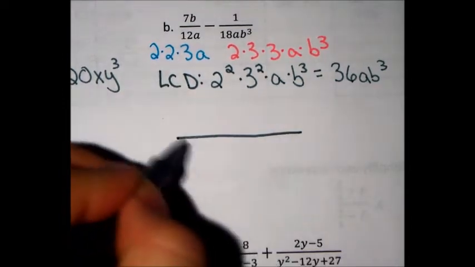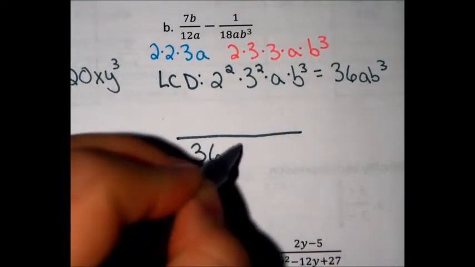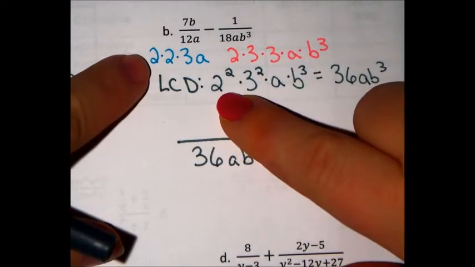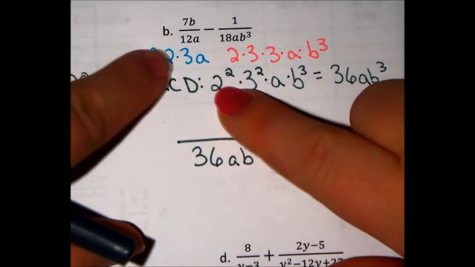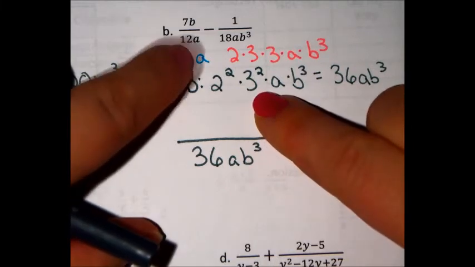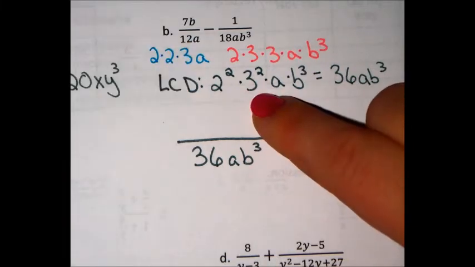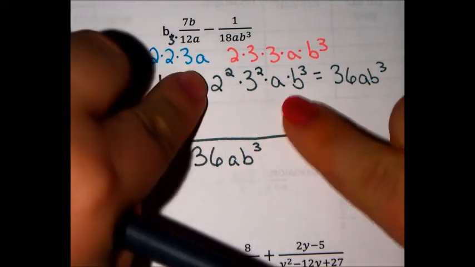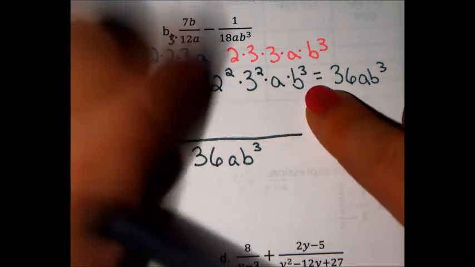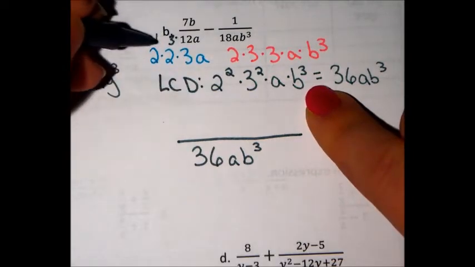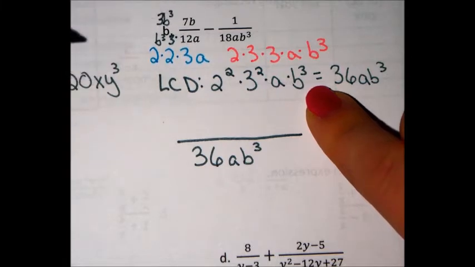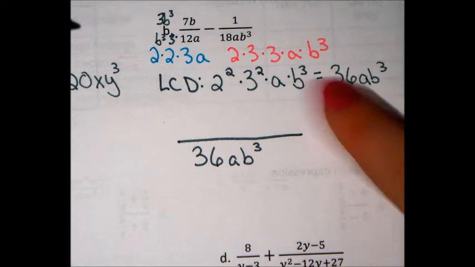So I know that in the end, I'm going to have 36AB cubed. So let's look and evaluate what was missing from each of these. 2 squared was already there, but this one had only 3. It needs one more 3. It has 1A, that's already there, but it didn't have the 3 B's. So it needs to be multiplied by 3B cubed on top and bottom.